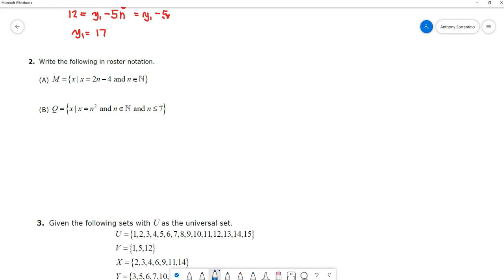Moving on to number 2, we have the exact opposite. Now we're given the set in set builder notation. What we want to do is write the list in roster notation. And again, if it's a set that's supposed to be infinite, we're going to use the symbols to indicate it goes on forever. If it's a finite set, we're just going to write out the entire list.